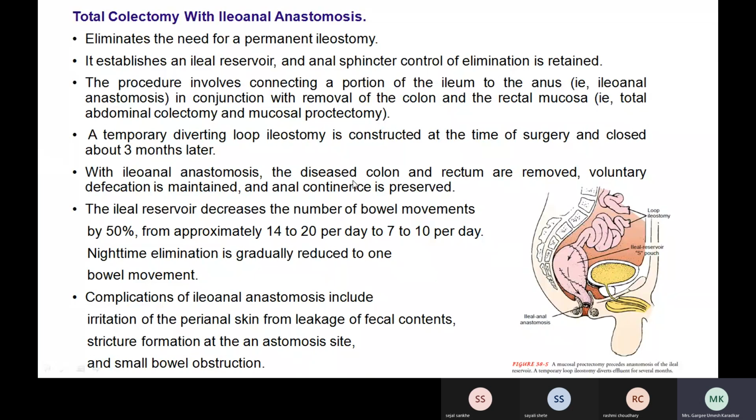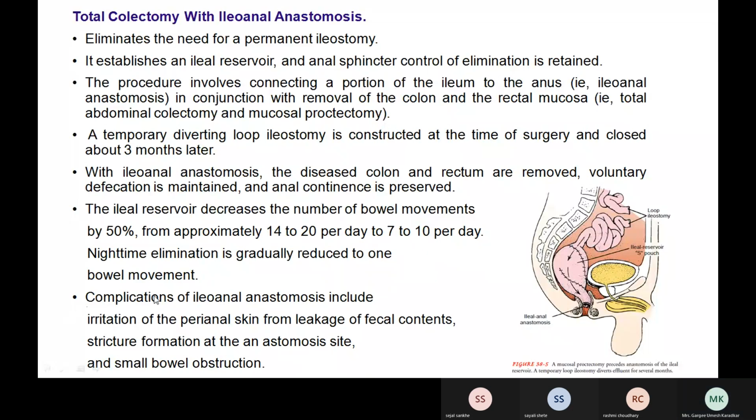So with ileoanal anastomosis, the diseased colon and rectum are removed, voluntary defecation is maintained and anal continence is preserved. The ileal reservoir decreases the number of bowel movements by 50%, from approximately 14 to 20 per day to 7 to 10 per day. Nighttime elimination is also gradually reduced to one bowel movement. It cannot be the same as your large bowel, so the frequency will be more than normal, but compared to the 14 to 20 per day earlier in the disease condition, it will reduce to 7 to 10 per day.